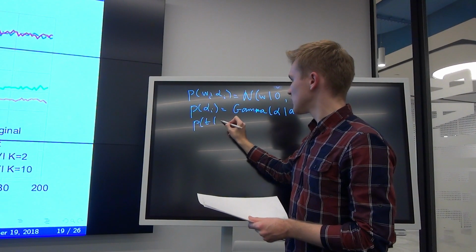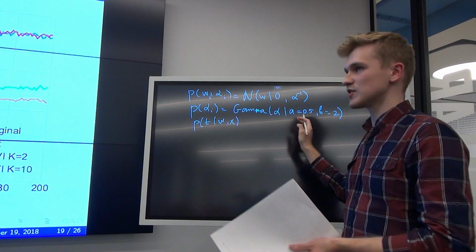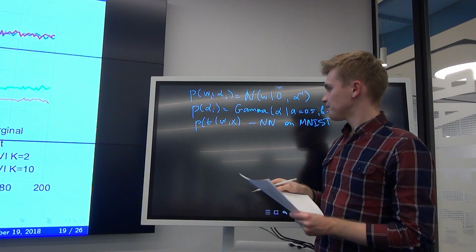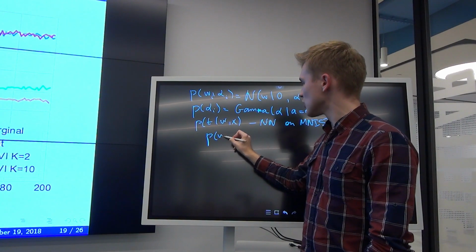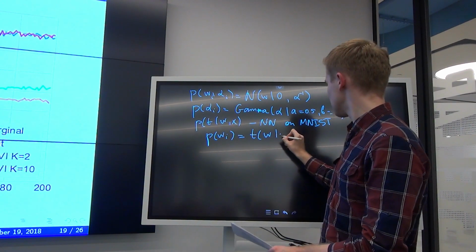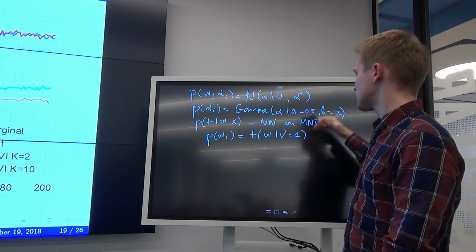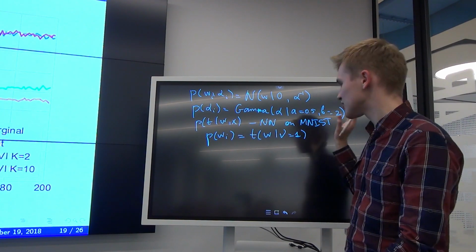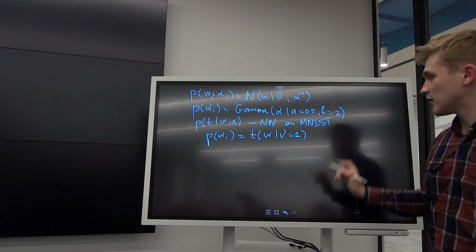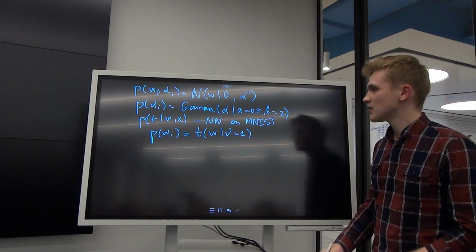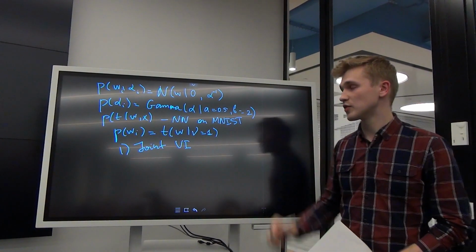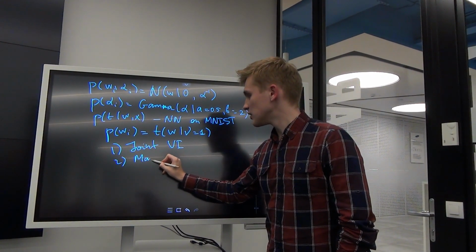And P of T given W, X is a neural network on MNIST. So, actually our marginal prior is a Student prior with 1 degree of freedom. It's one of the definitions of the Student distribution. So we actually have a semi-implicit prior here, right? And we can consider three different tasks. First, we may consider joint variational inference, just like on the previous slide. Second, we may consider marginal inference.